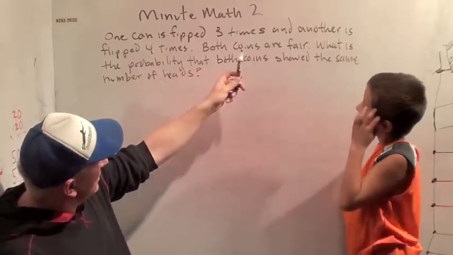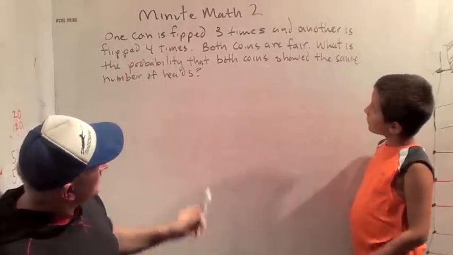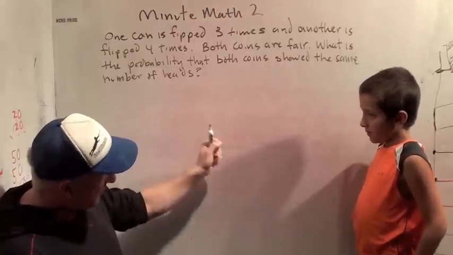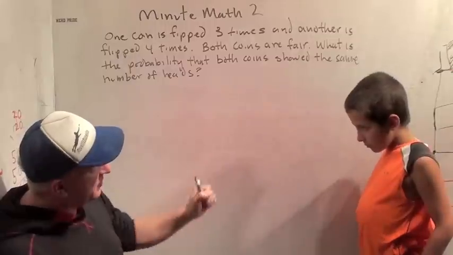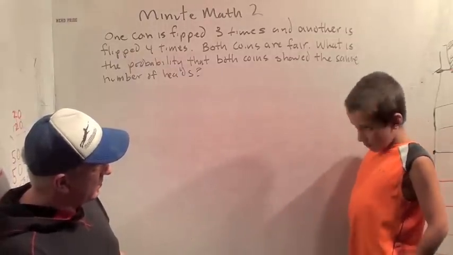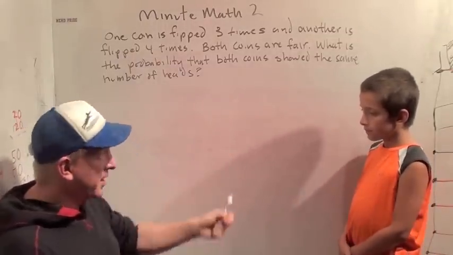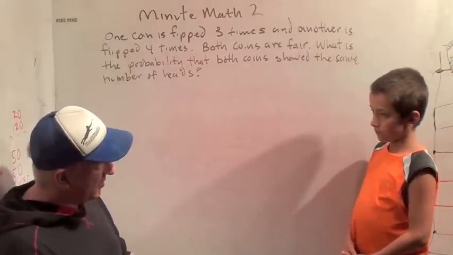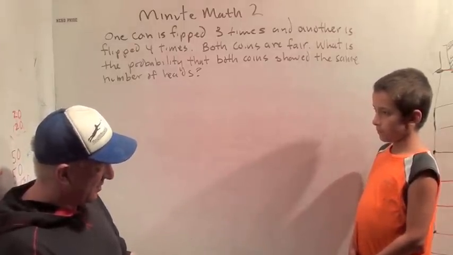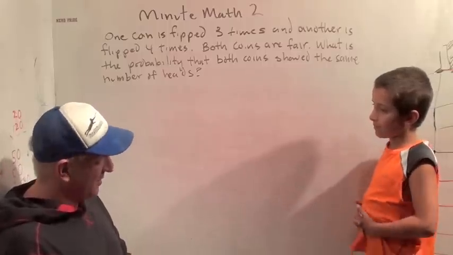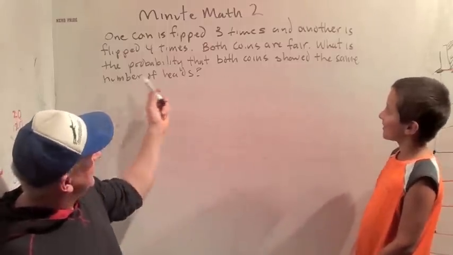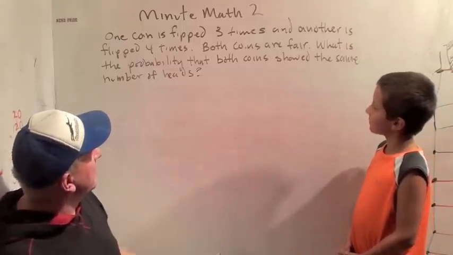A coin is flipped 3 times and another is flipped 4 times. Both coins are fair. What does fair coins mean? Fair means 50% of the times you get heads, 50% of the times you get tails. So it's completely fair. So if you want to say, hey, I flip a coin and you get to stay up 15 minutes later if it's heads, and go to bed 15 minutes early if it's tails, that'd be fair. Right? Yeah. Okay. What is the probability that both coins show the same number of heads?